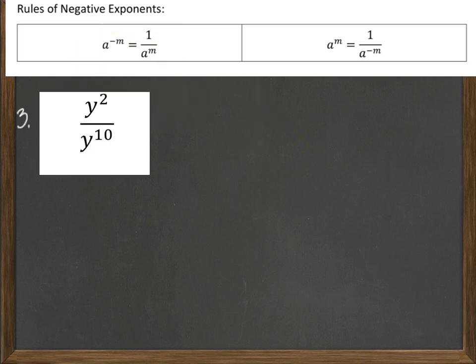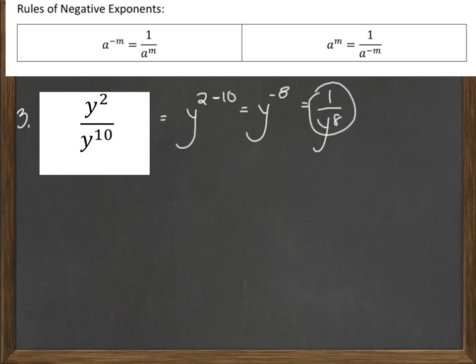Then we have some more math. y squared divided by y to the 10th. So I don't want to do all that multiplication. I'm not going to write y out 12 different times. I'm not going to bother with that. So instead, I'm going to apply the quotient rule. So we have 2 minus 10. Well, 2 minus 10 is negative 8. Again, we have to express our answer using only positive exponents. So y to the negative 8th we can rewrite as 1 over y to the 8th power.